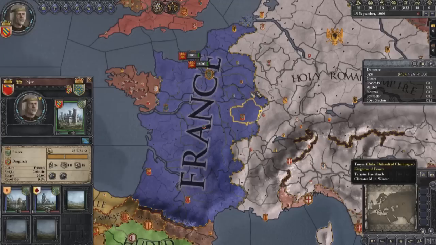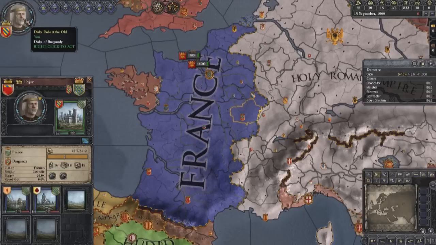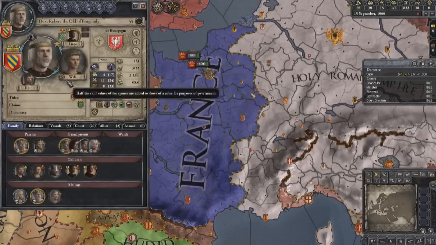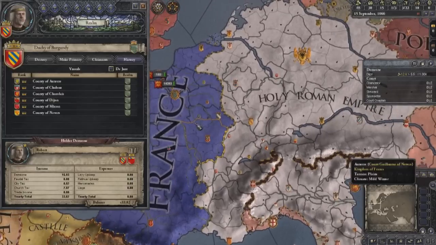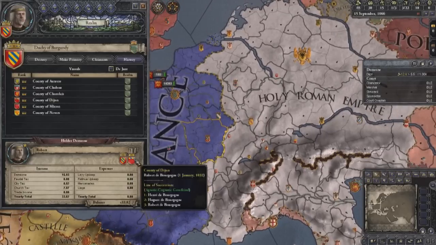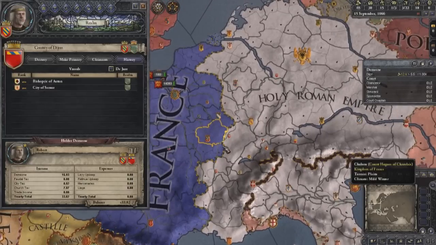So what does everything on here mean? Well, let's go back to our character. If you click on your portrait, you'll see a summary of important information about you. Your portrait, your family members. So here, you can see all your titles. Duke Robert is the Duke of Burgundy, and also the Count of Dijon.